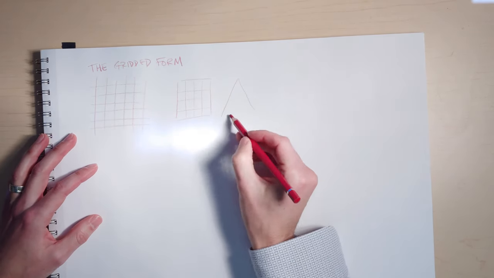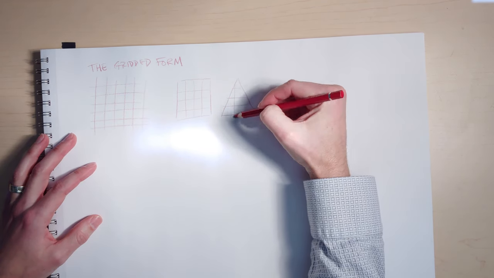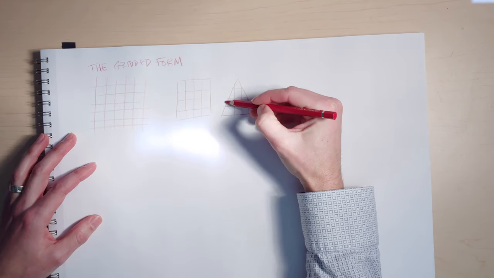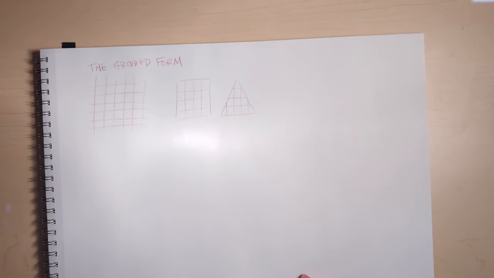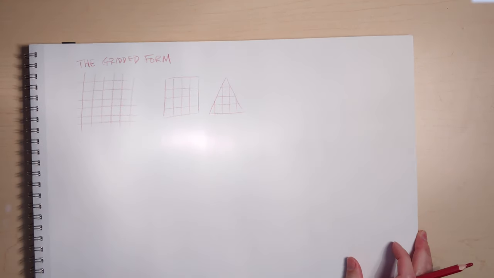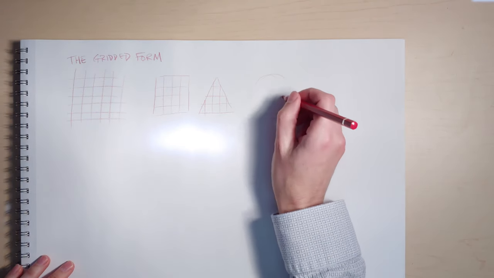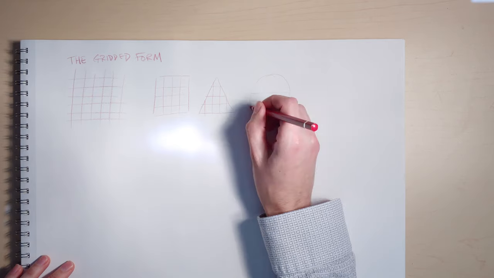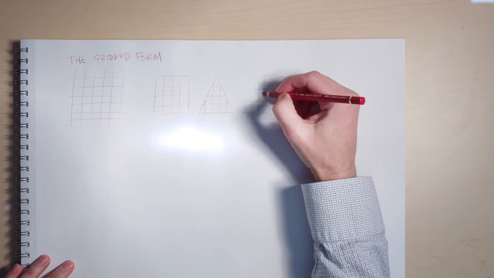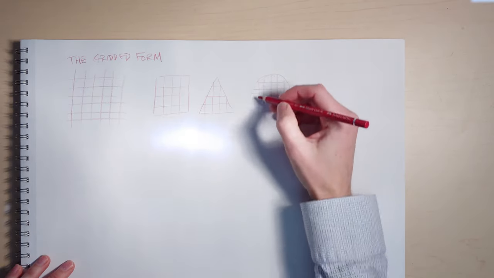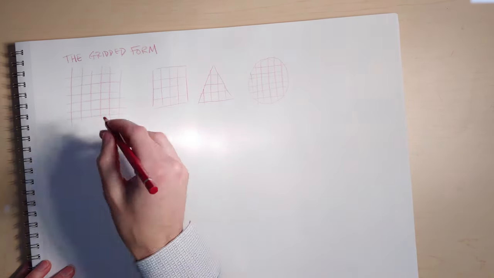Works with triangles. With a triangle, I would recommend not putting one right down the center because that's kind of boring. If you offset it, it'll be more interesting. Do that with the circle too. And so on. Okay. So now what you need to do is figure out how to translate that to like maybe a plane.